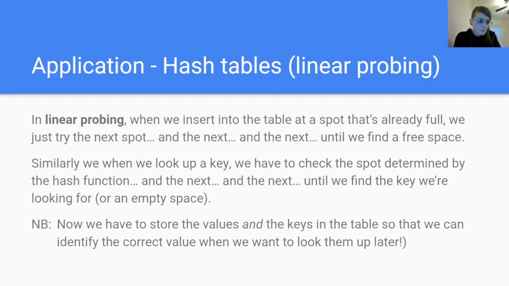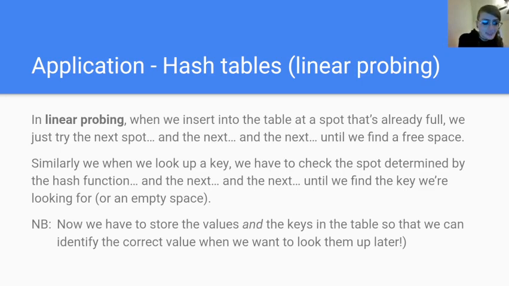So, similarly, when we want to actually look up the value given the key, we check the actual, predetermined spot that the hash function indicates. Table 3 in the case of Moon and Neptune. We check that spot. And then if it doesn't match the key that we're looking for, then we check the next one, and the next one, and the next one, until we find the key we're looking for, or an empty space. That's going to be our scheme.